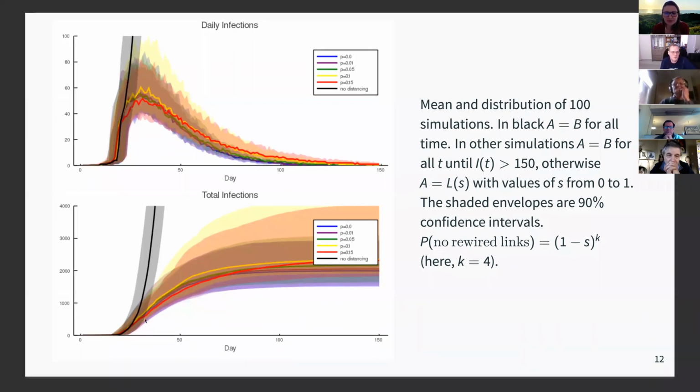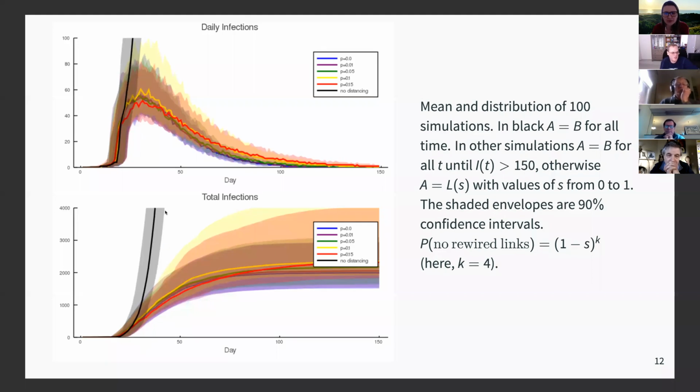I'm not going to show that just yet. I'll show that on the last slide. It's at least exponential though. And these are various levels of work from home, social distancing.